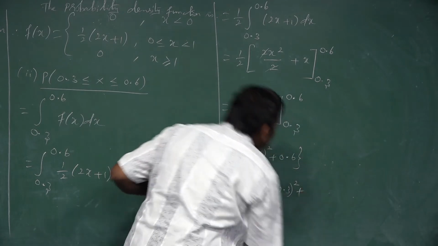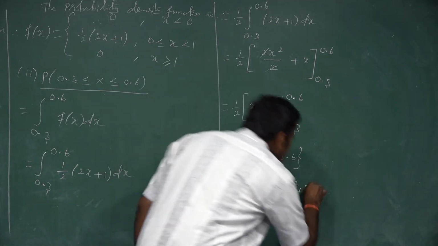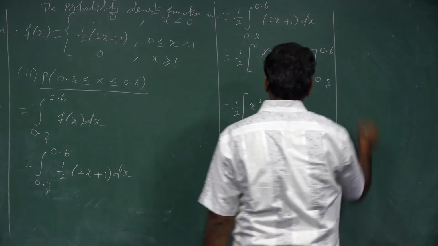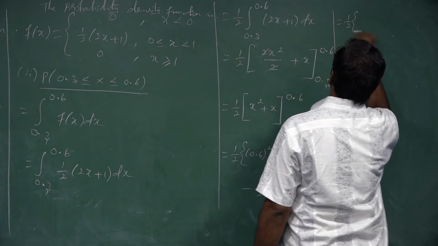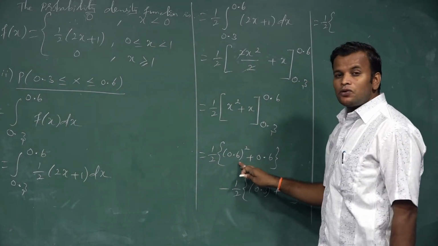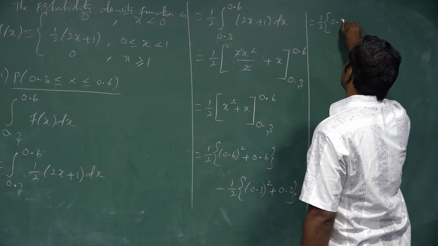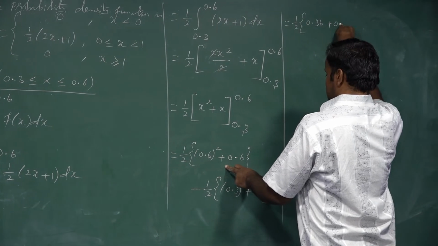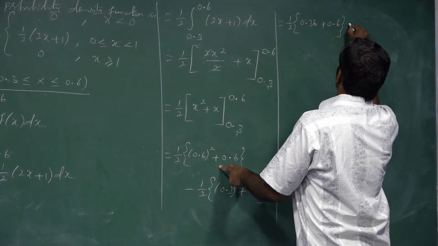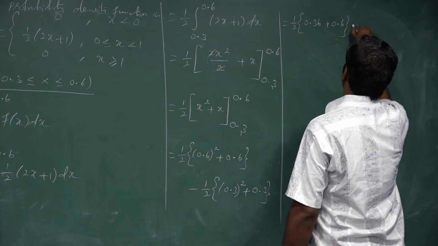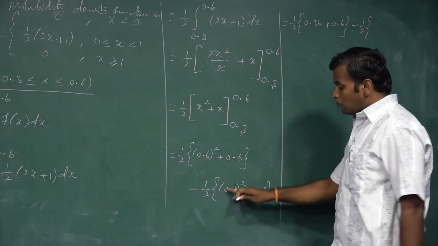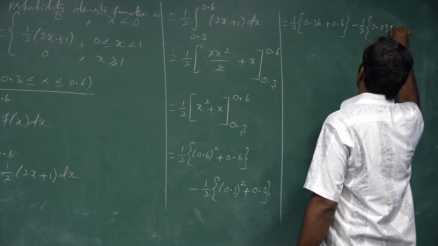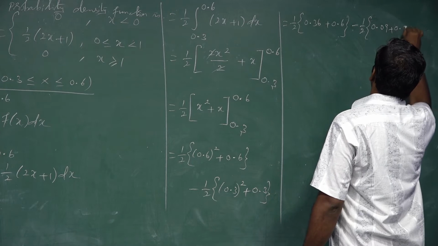0.3 the whole square plus again 0.3. Now I simplify here. 1 by 2 of 0.6 the whole square is 0.36 plus 0.6. The symbol is minus 1 by 2 of, what is the value of 0.3 the whole square? It is 0.09 plus 0.3.